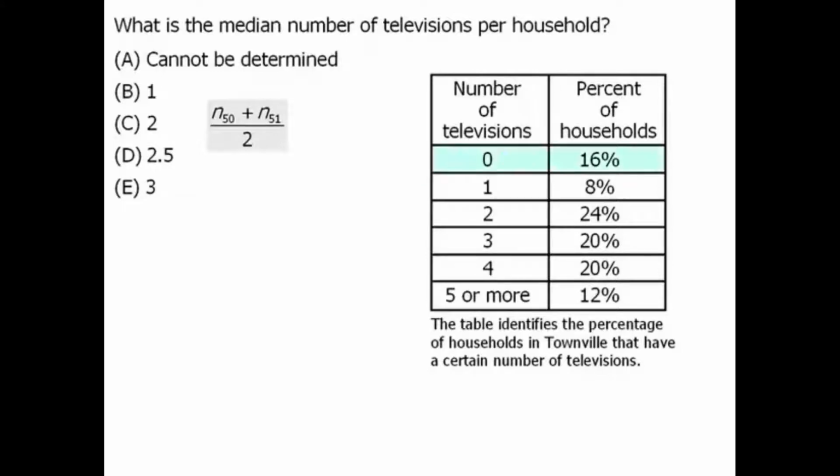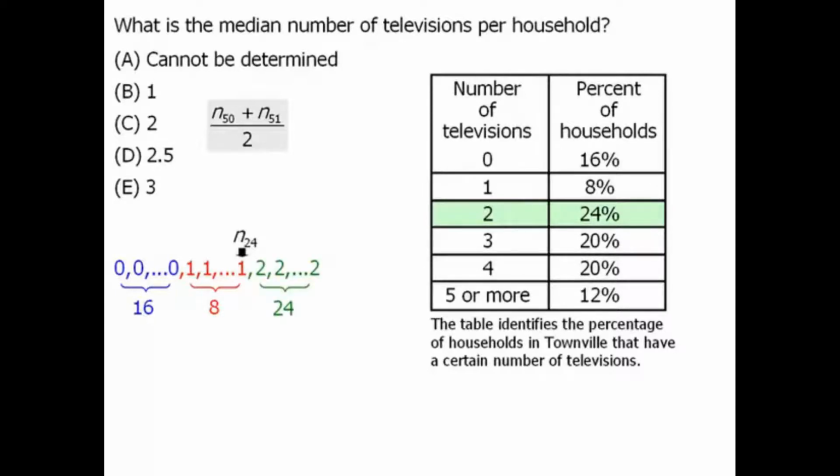Now let's begin. We're told that 16% of the households have 0 televisions. In other words, 16 households have 0 televisions. So we'll first list the number of houses with 0 televisions. Next, we're told that 8% of the households have 1 television. So that means 8 households have 1 television. So we'll list 8 ones. Now at this point, we've listed 24 numbers. We're also told that 24% of the households have 2 televisions. In other words, 24 houses have 2 televisions. And now we've listed 48 numbers.